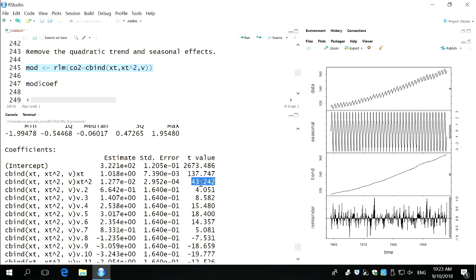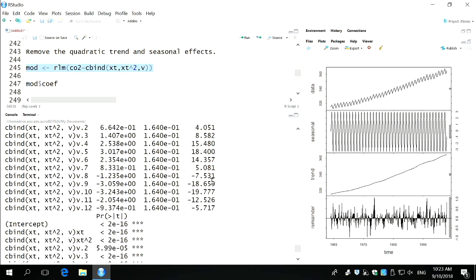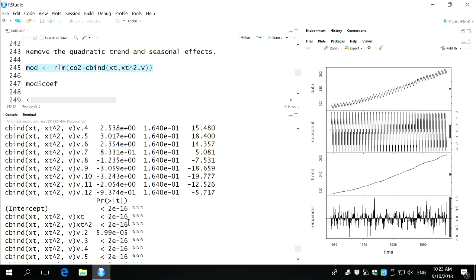The first is your eyes. You see curvature. The second is what the test tells you. So you've got a test here for whether or not the quadratic term is needed in the model. The t-value for that test is 43. The p-value is 2e minus 16. That's 0.0000000000002. That's small.